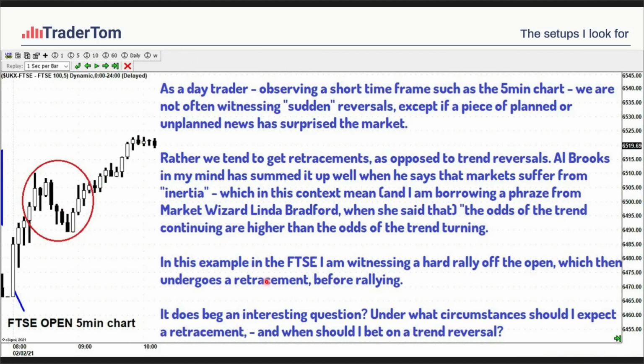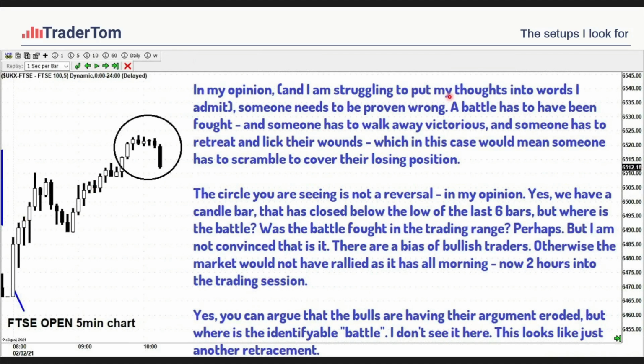In my opinion, and I'm struggling to put my thoughts into words, I admit, someone needs to be proven wrong. A battle has to be fought, and someone has to walk away victorious, and someone has to retreat and lick their wounds, which in this case would mean someone has to scramble to cover their losing position.